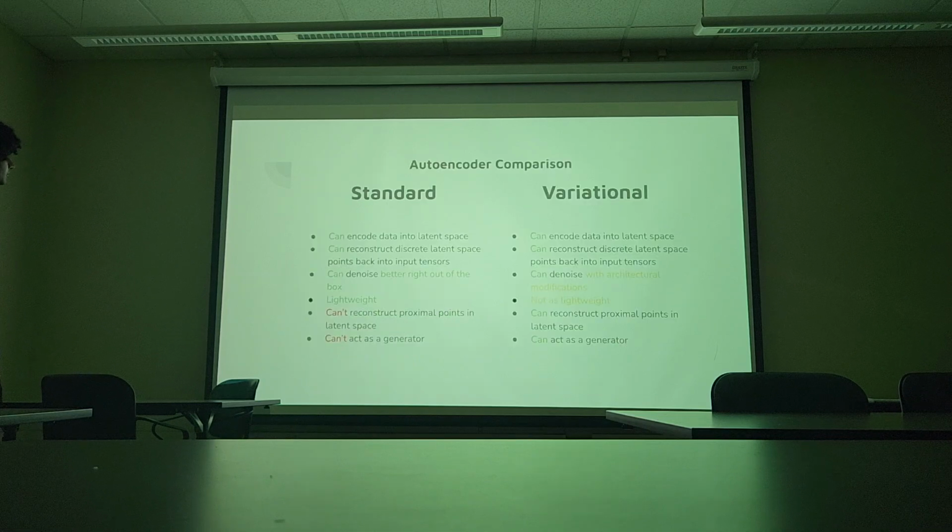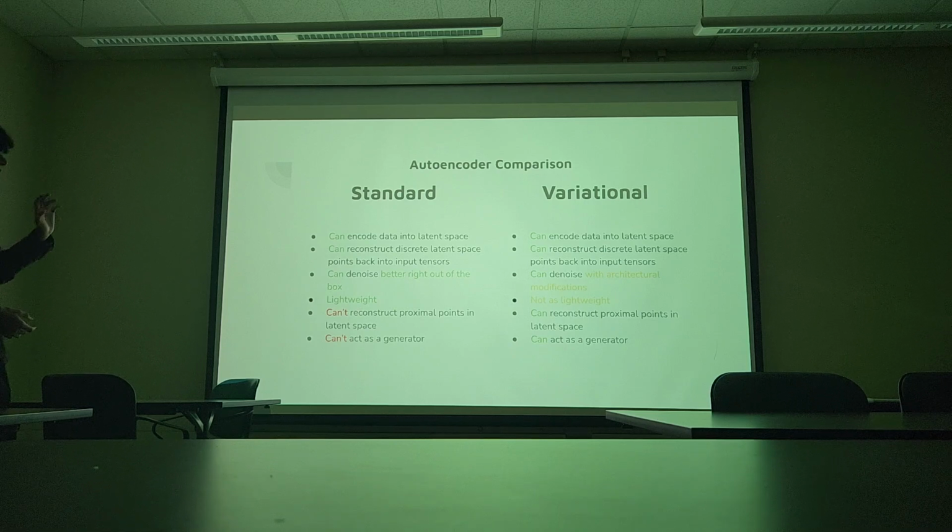So now, what am I trying to get at here? Why are variational autoencoders so cool to me, right? So let's go over what they both can do. They can encode data into latent space. The standard one does it immediately as a consequence of its architecture. The variational one does it through the sampling trick, right? In both the standard and variational one, you can reconstruct a discrete latent space point back into an input tensor. So even though we're encoding these distributions, the ability of a variational autoencoder to take a discrete point and turn it back into its blown up form is still there.